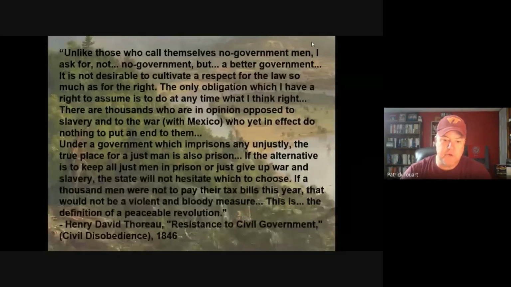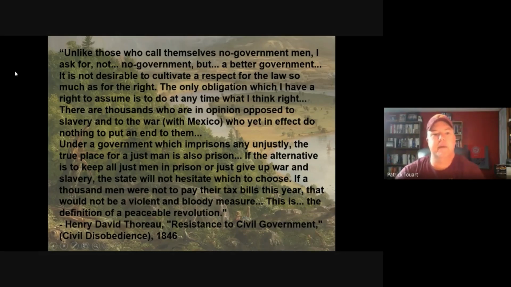But the other thing Thoreau is very influential in is the development of a political ideology that will have enormous influence in the future on men like Gandhi and Martin Luther King. And it is the idea of civil disobedience. Civil disobedience is the idea that you cannot respect a law if it is not right, i.e. moral. The only obligation I have is to do what I think is moral or right.